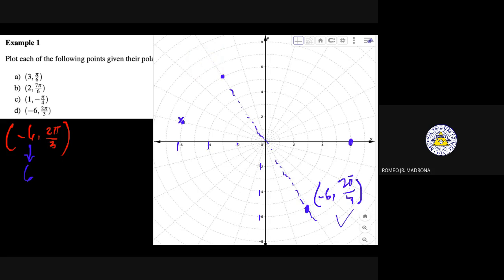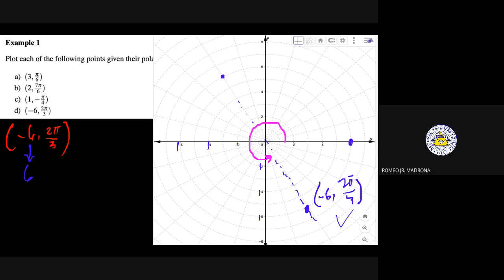Ayan, wala ito. Nakuha, class? Ganyan. Okay? Ganun lang. And paano natin malalaman? Ito siya, di ba? This is, ayan. Okay. So, the question there is, what are the other points that we could identify such that we will end at this point, negative 6, 2 pi over 3? Ano yung mga points na yon?